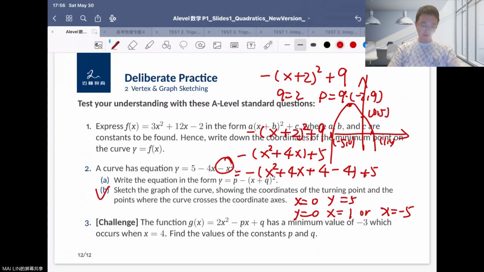So the challenging problems will be left as homework for you. You can just try to solve this problem. Maybe next time we will have a total review of this problem, but I hope you can finish it as your homework.